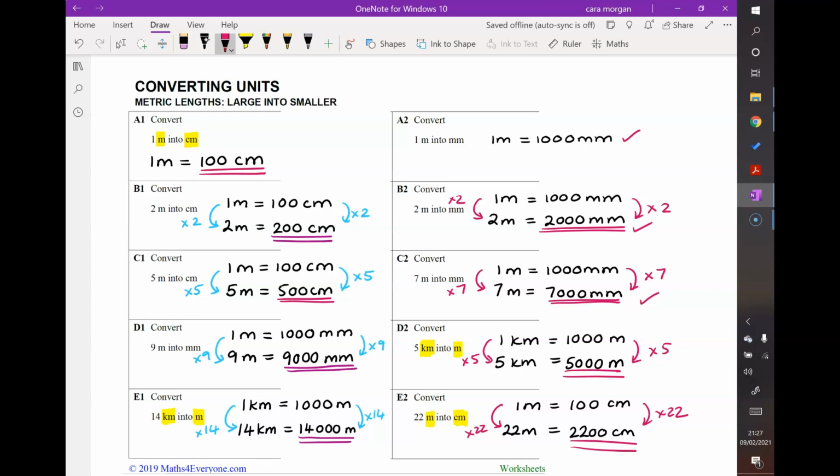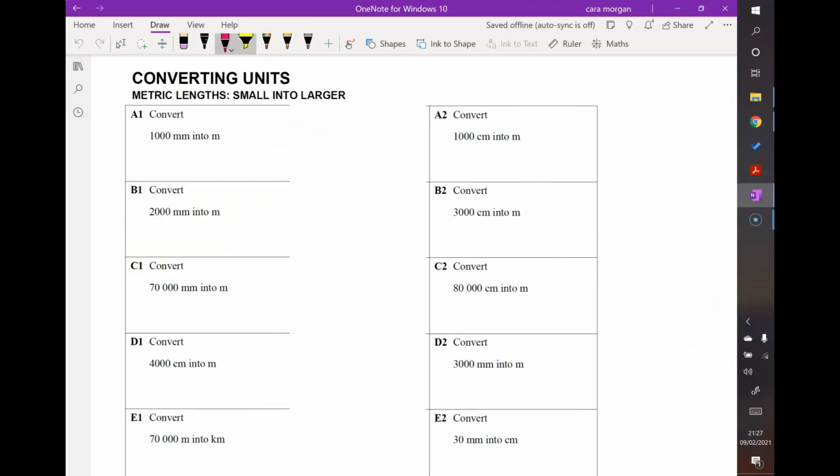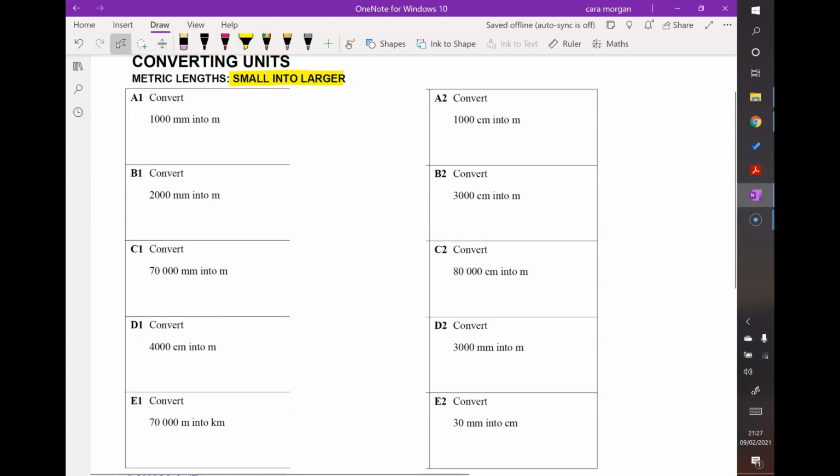Now, that was all converting larger units into smaller units. And let's now do it the other way round. So we're going to do small units into larger units this time. So I'd like you to have a go at these 10 questions, and then I'll go through them. And then you can mark your work. Okay, so press pause.